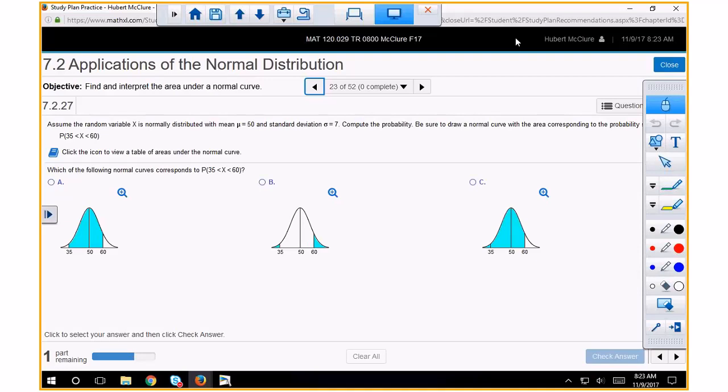So we've established that it's A. So now we just got to turn 35 into a z-score. So z sub 35 is equal to 35.